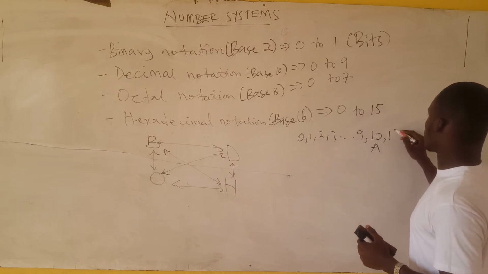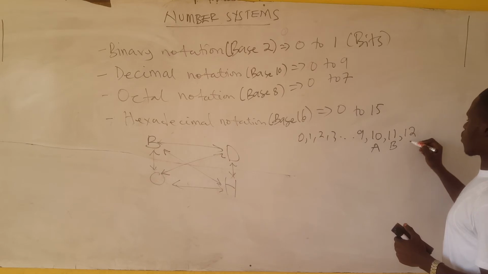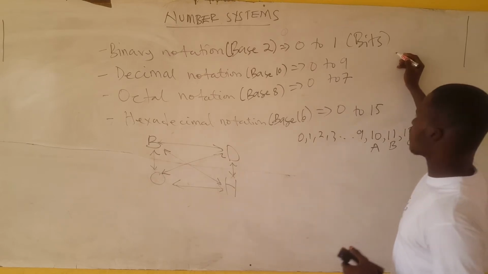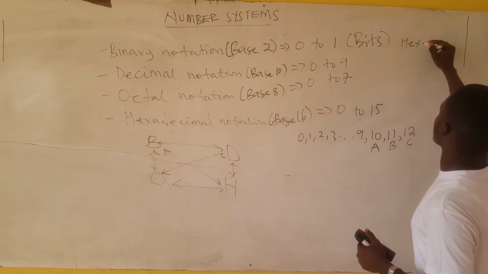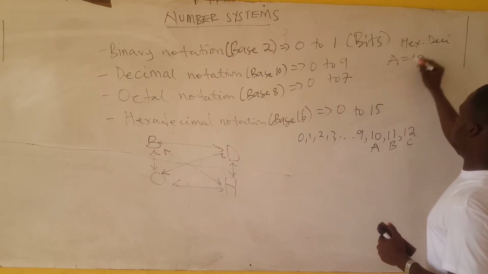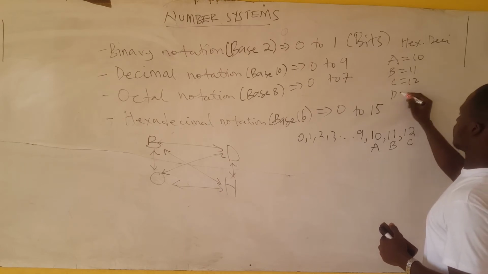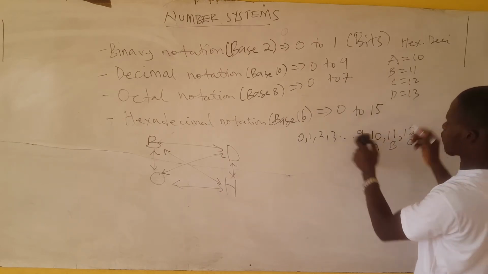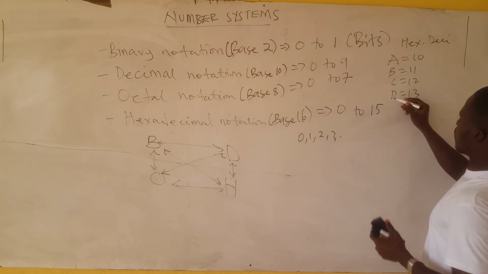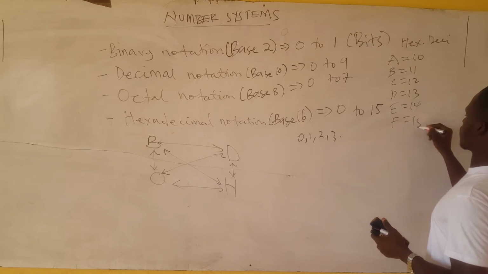Okay? Then 11, we represent 11 with B. 12, we represent 12 with C. So let me write it here. So for the hexadecimal, A is 10, B is 11, C is 12, D is 13, E is 14, then F is 15.